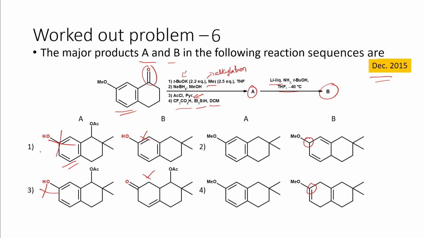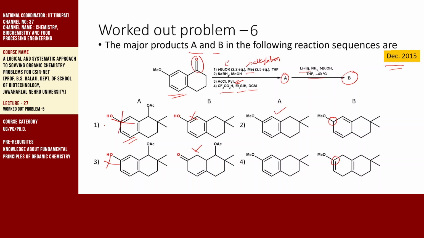So in other words, we can completely rule out 1 and 3, and we only have to look at whether the final product is going to be 2 or 4. That is the only thing. And if you look at A, in both cases it is one and the same. In other words, the alkylation followed by reduction, then acetylation and reaction with triethylsilane, all of them will reduce the carbonyl group. So that is what is actually happening in these two cases, with alkylation happening simultaneously.